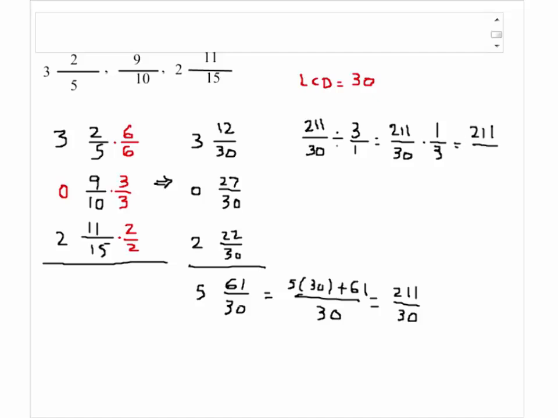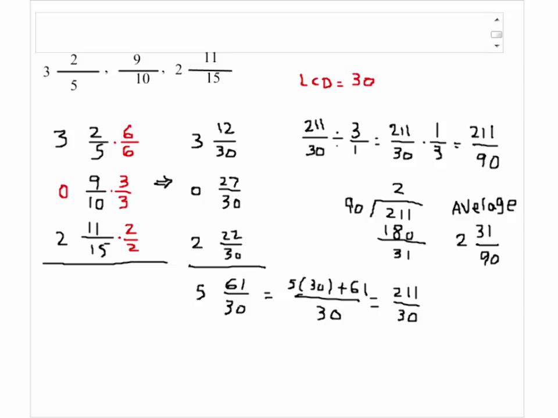That would give me 211 over 90, which I can write as a mixed number by dividing 90 into 211. That gives me 2, and the remainder here would be 31. So the average of those 3 numbers would be 2 as a whole number, and 31 over 90.